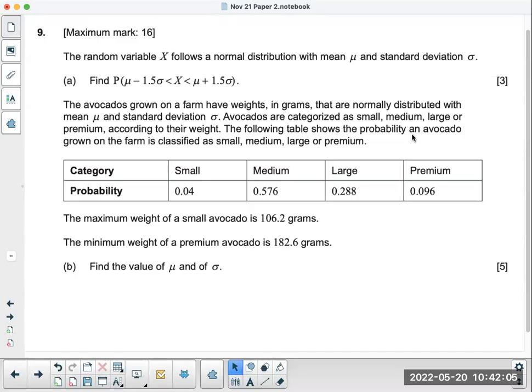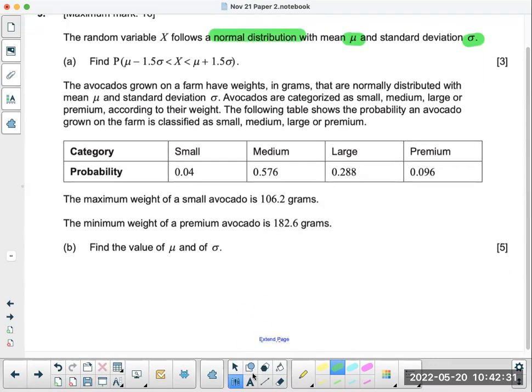All right, now we're gonna look at number 9. Number 9, it's a probability question. It's a normal probability, as you can see. Now, they didn't give you the mean and the standard deviation. Part A, find the probability that mean minus 1.5 standard deviation is less than X is less than mean plus 1.5 standard deviation. Now, this is more of an understanding question.